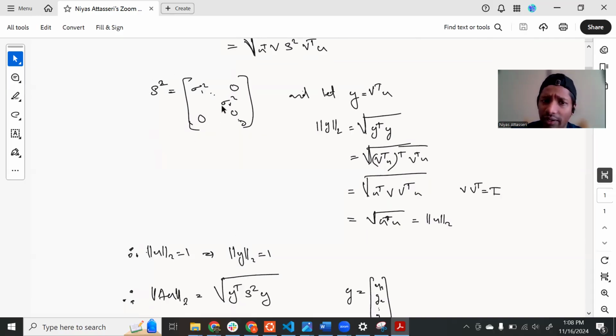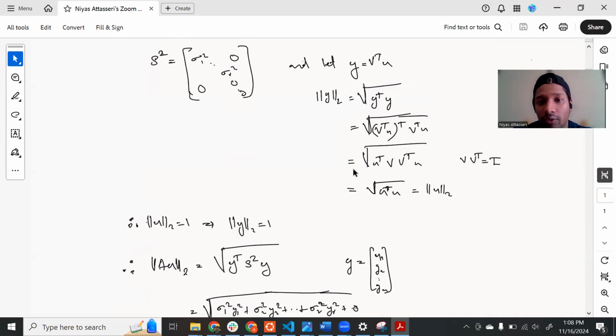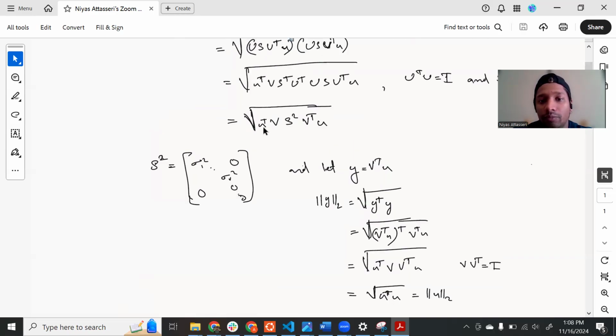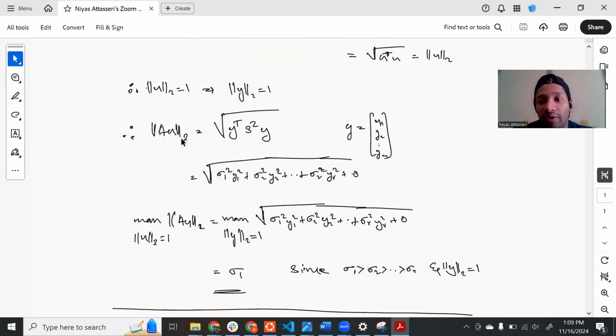We also have S square. S square can be written like this because it's a diagonal matrix. We can simply square all the diagonal entries of that matrix to get the square of that whole matrix. Now let's get back to our two norm of Au. So the two norm of Au squared is basically y transpose S square y, because we had u transpose V, which is basically y transpose, since we took y as V transpose u.